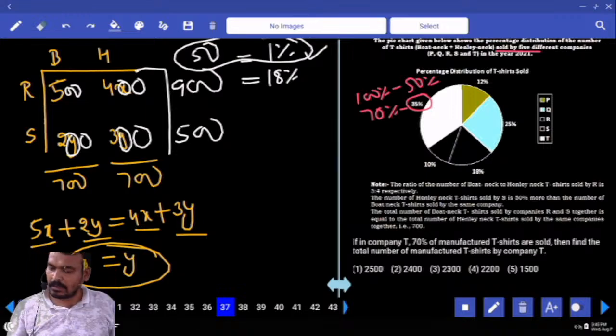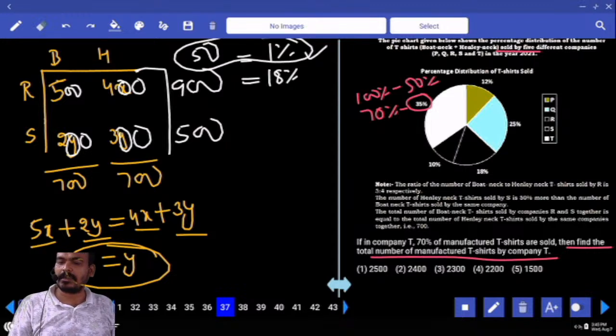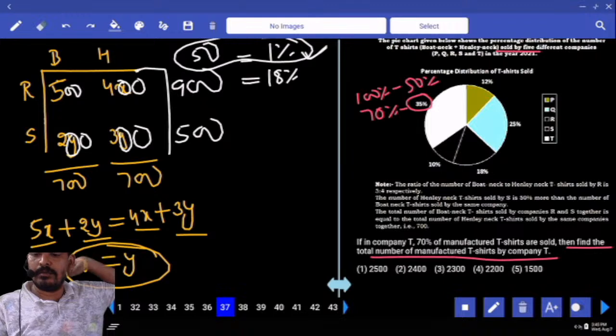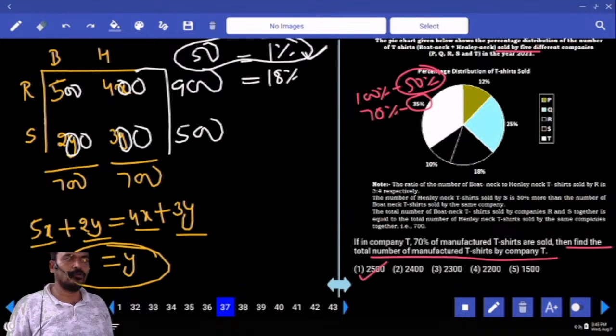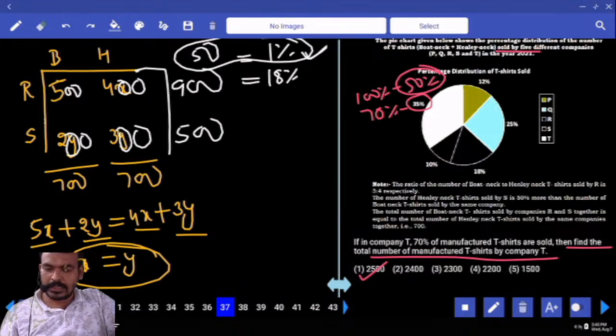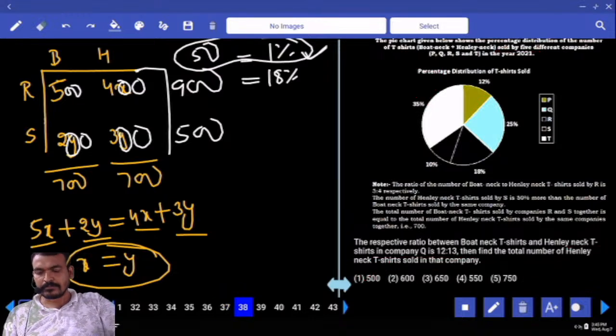What is the question here? Find the total number of manufactured t-shirts by company T. What is the 1% value? 50. We need 50%. What is the answer? 2,500. What is the 1%? 50. Then 50% is 2,500.